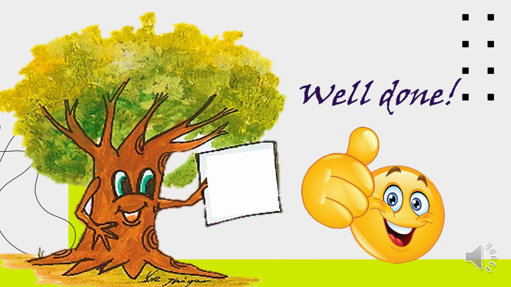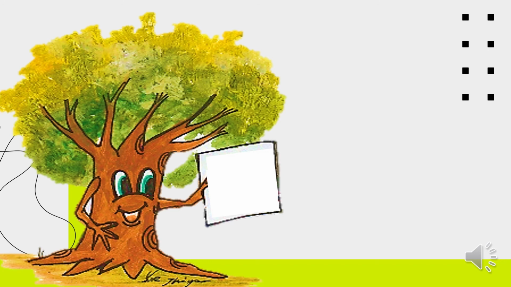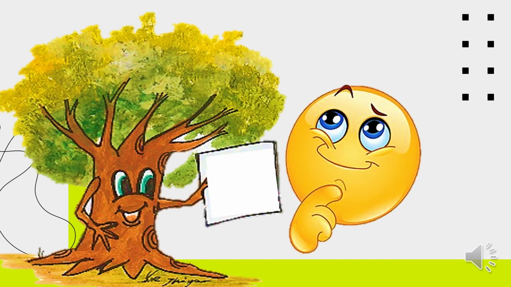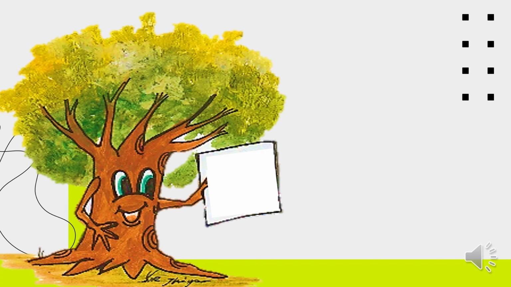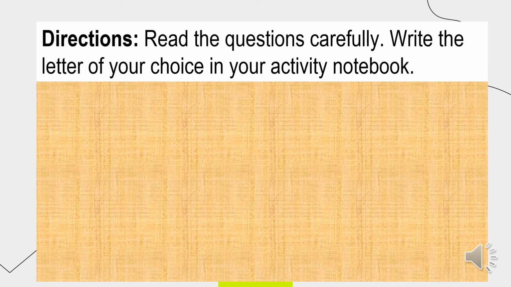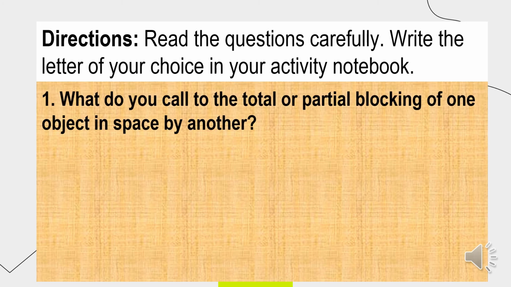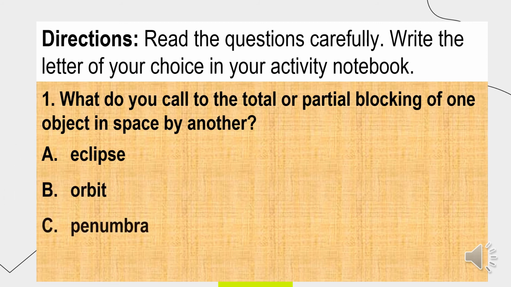Well done, learners! You have accomplished all the activities for today's video lesson. Now, let's check how far you have learned by answering the post test. Directions. Read the questions carefully. Write the letter of your choice in your activity notebook. 1. What do you call to the total or partial blocking of one object in space by another? A. Eclipse. B. Orbit. C. Penumbra. D. Umbra.